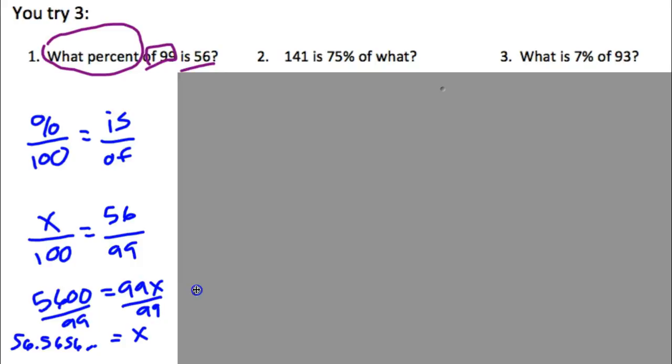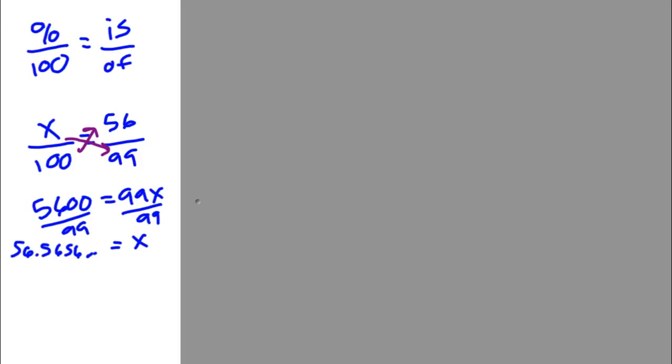So what I did, I set it up, and then I cross multiplied. 100 times 56, that's 5,600. X times 99, 99x. Then I divided by 99, and I got this number, 56.56565656. So I told you before, we need to round this number. I want it to the nearest tenth, so you draw a line after the first decimal.